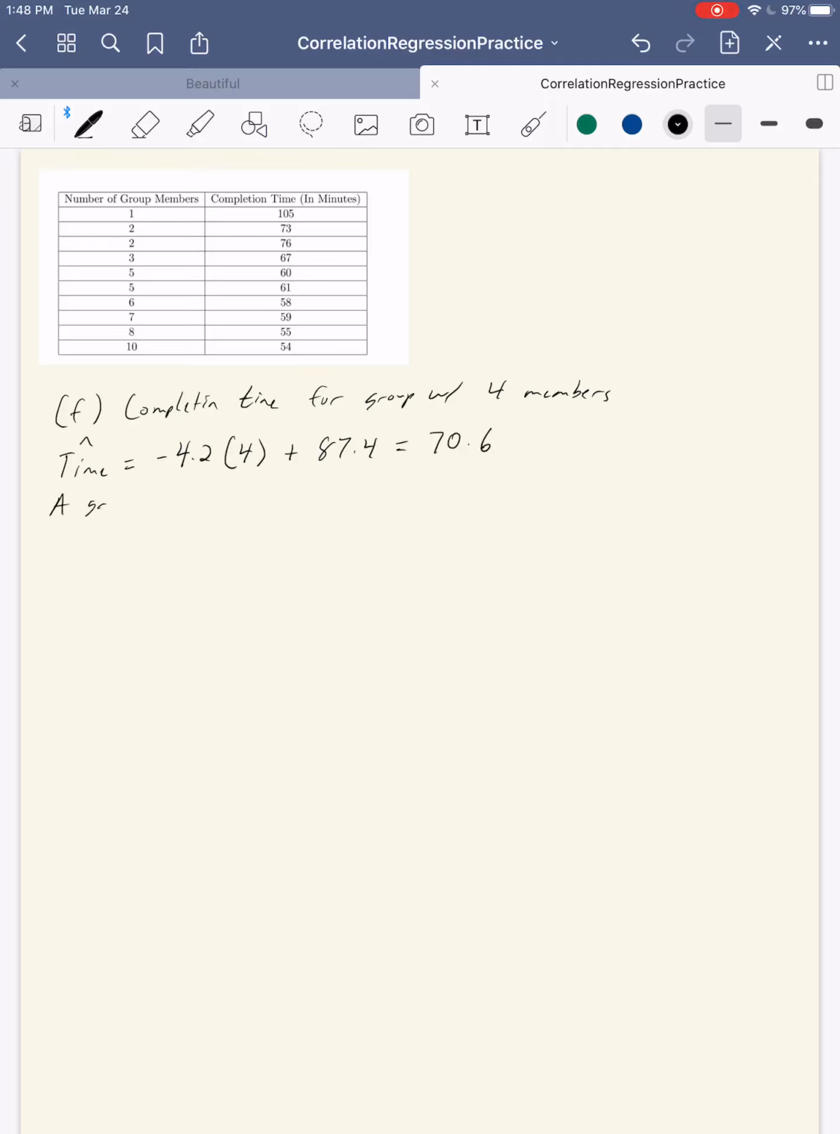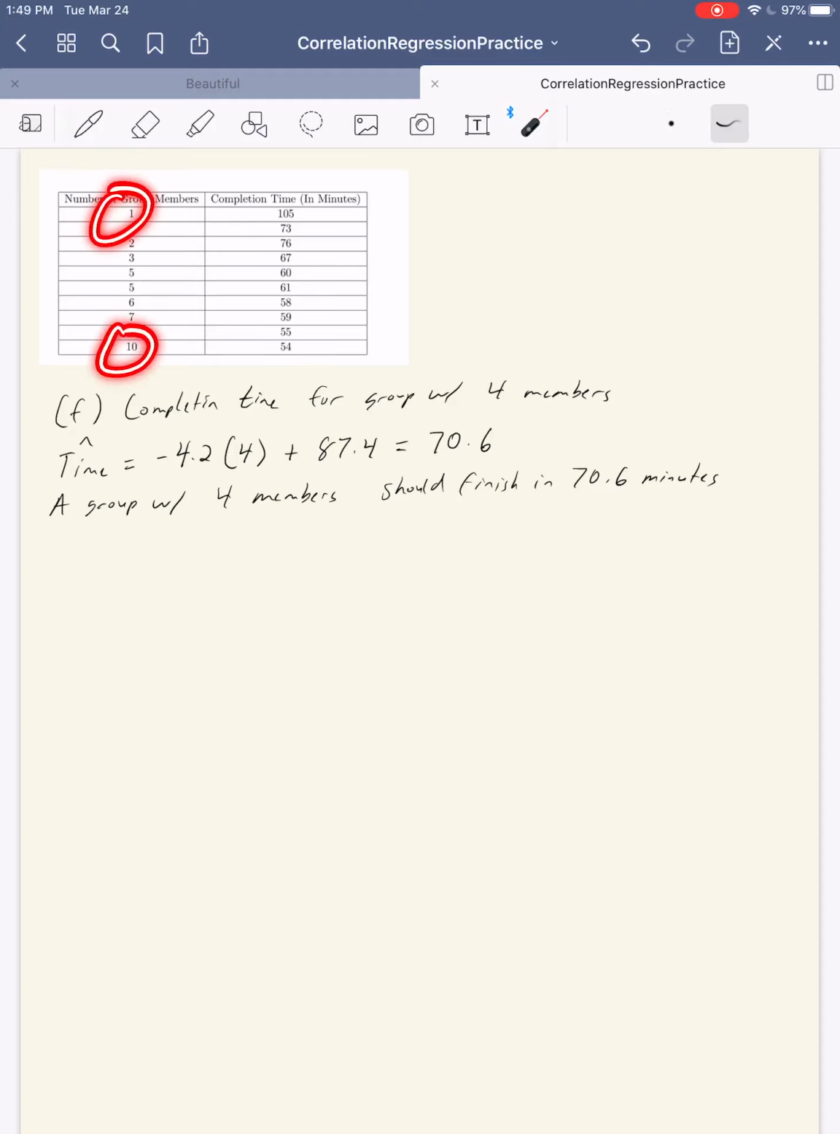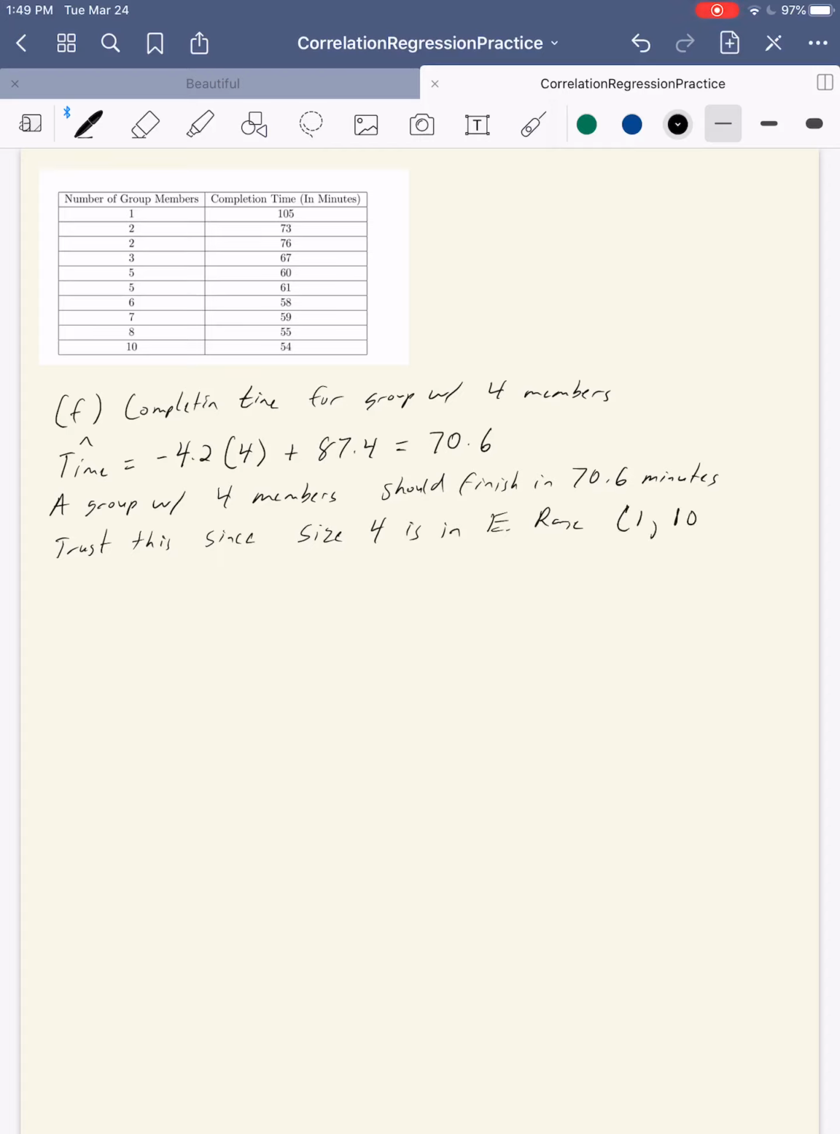So a group with 4 members should finish in 70.6 minutes. Can we trust this prediction? Well, the explanatory range was from size 1 up to size 10. 4 is definitely right in there, so we can trust this, since size 4 is in that explanatory range, which was from 1 up to 10.